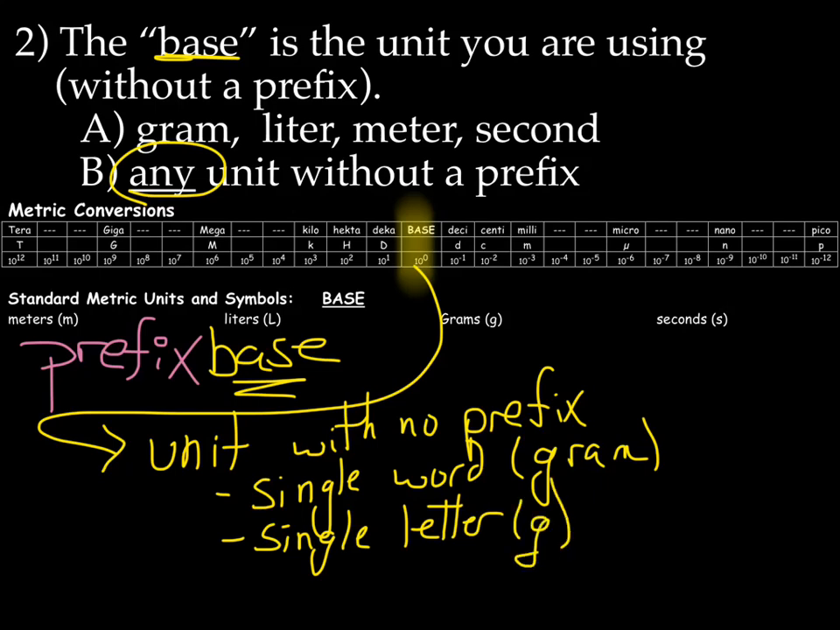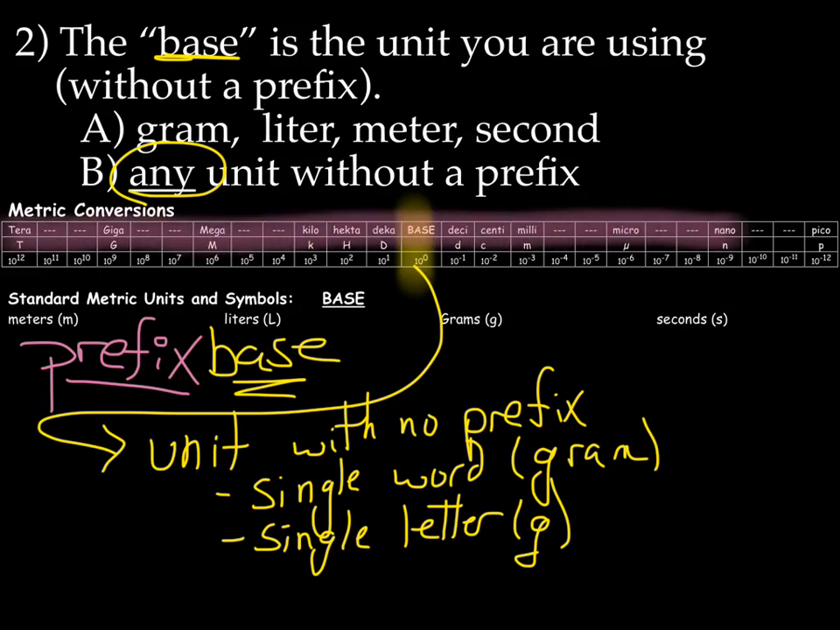Okay, now let's talk about the prefixes. Prefixes can also be found on the metric conversion table, and it's the top two rows here. So if we look at this on the far left, we have the prefix tera, which has an abbreviation of capital T. The far right, we have the prefix pico, which has the abbreviation little p.